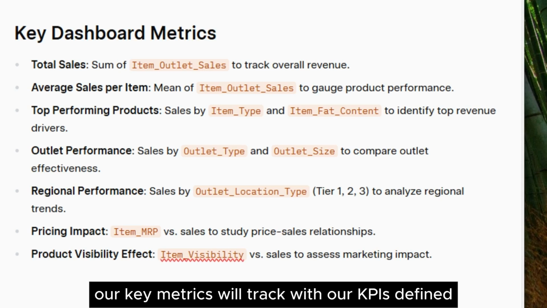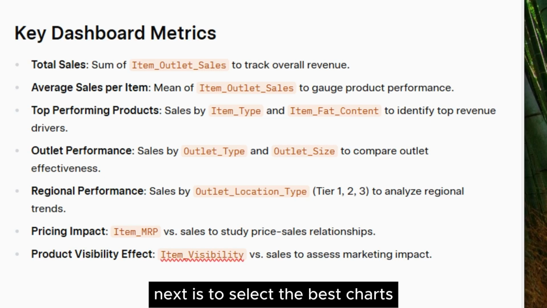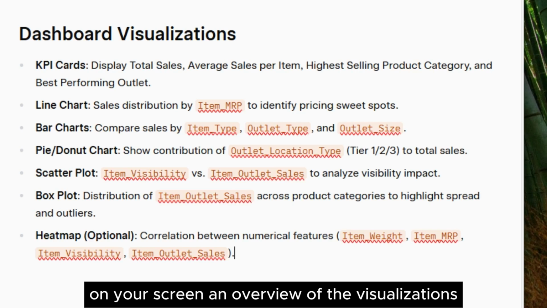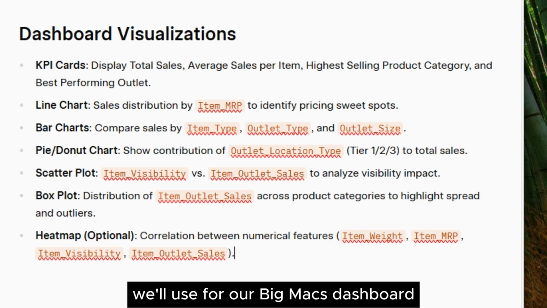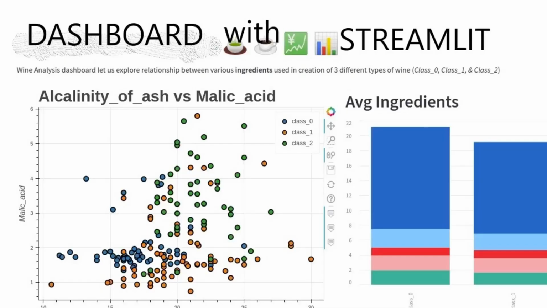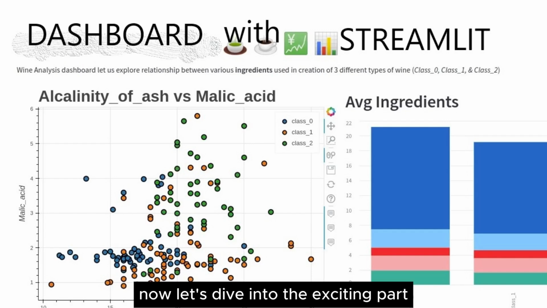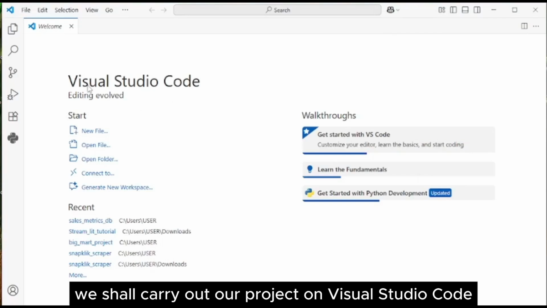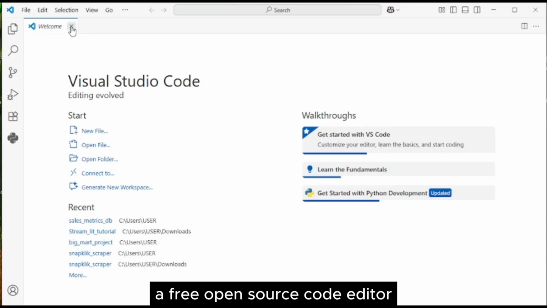With our KPIs defined, next is to select the best charts to visualize them effectively. On your screen, an overview of the visualization we'll use for our Big Mart Sales dashboard. Now, let's dive into the exciting part, coding our dashboard with Streamlit. We shall carry out our project on Visual Studio Code, a free open source code editor.